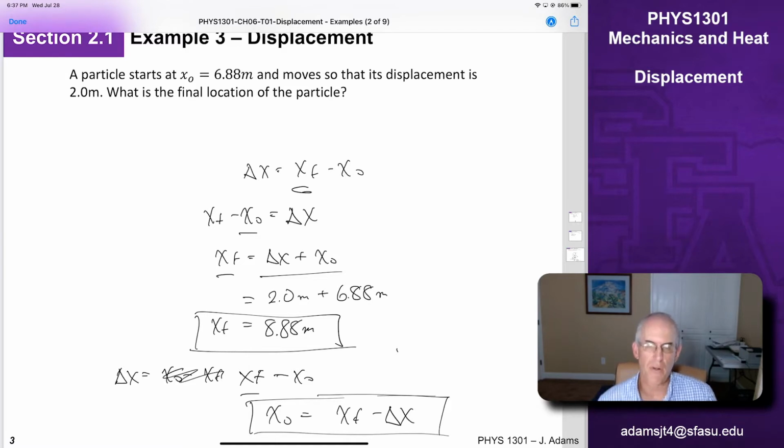Just remember that whenever you're asked a question that's going to involve this equation, this definition of displacement as some final location minus an initial location, there's going to be different things that you could solve for depending on which variables you're given. So always be prepared to read your problem statement, find the equations that are relevant for solving the problem, and then do your algebra before plugging in those final values.